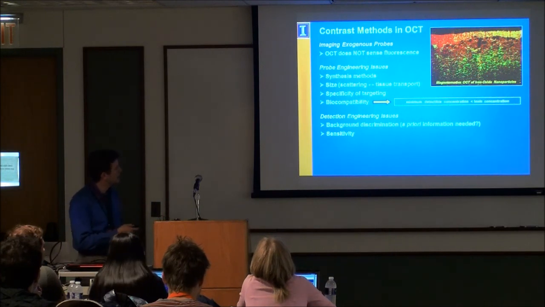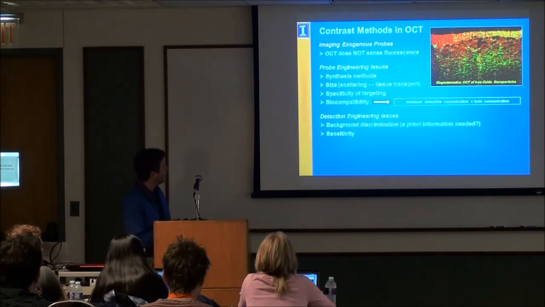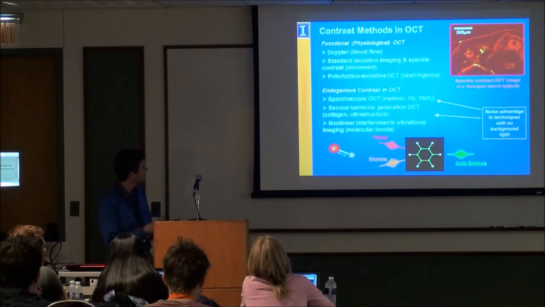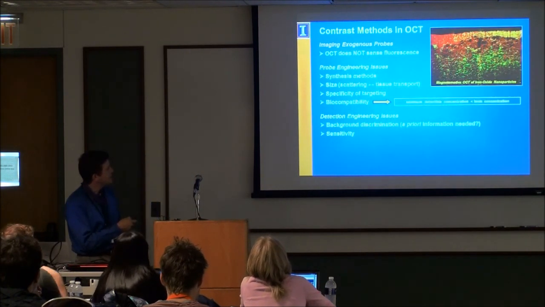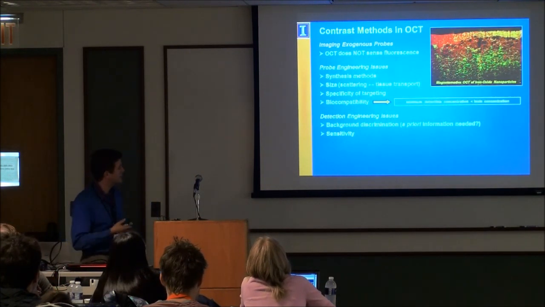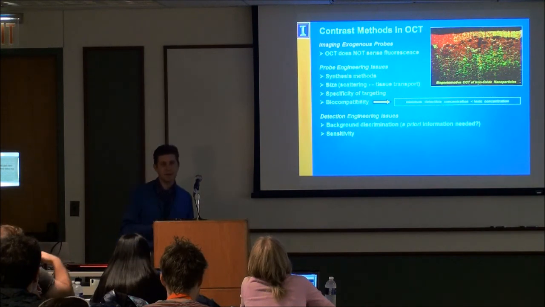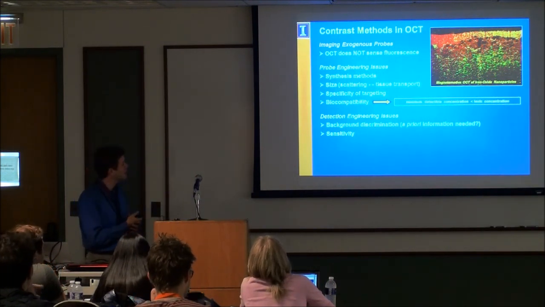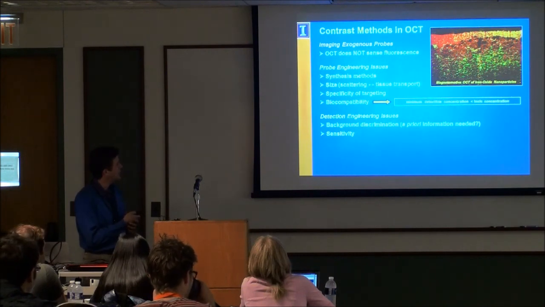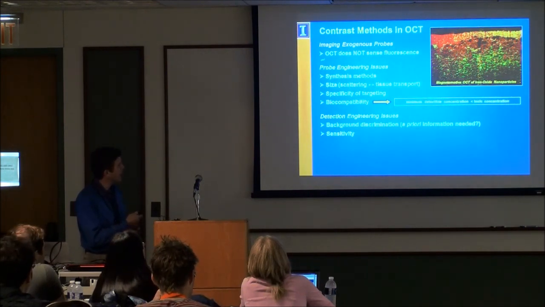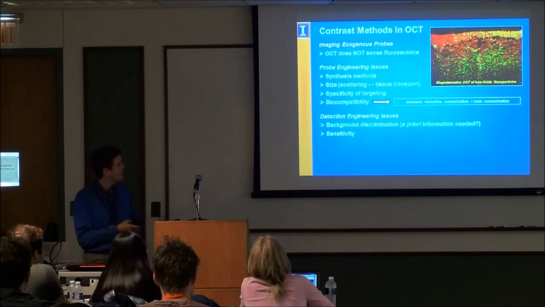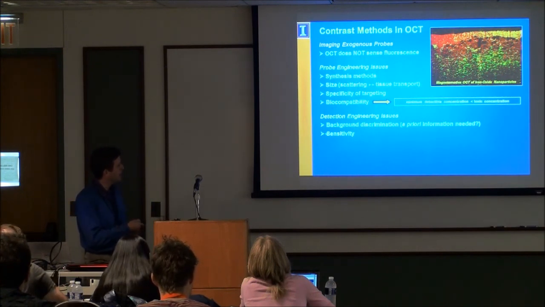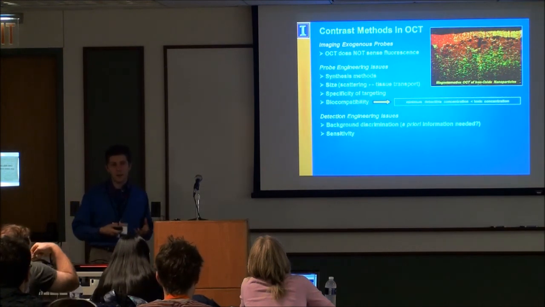But what we have to recognize is that OCT does not sense fluorescence. Obviously, it's a coherent imaging process. Fluorescence is coherent only over an extremely short distance, and we have to think about how we're going to design our probes, as well as design a way to detect those probes.